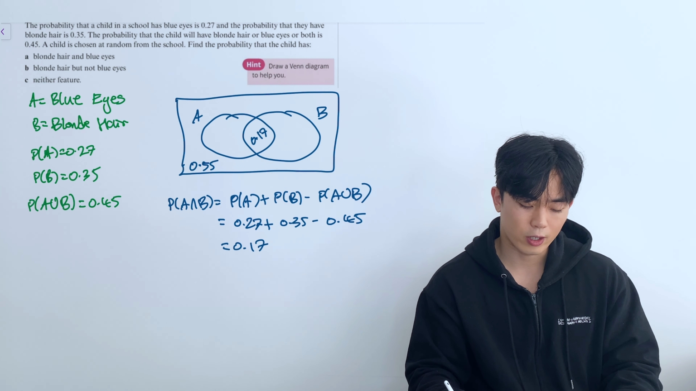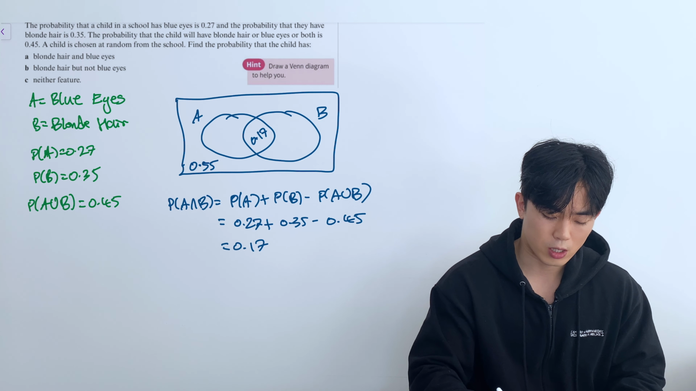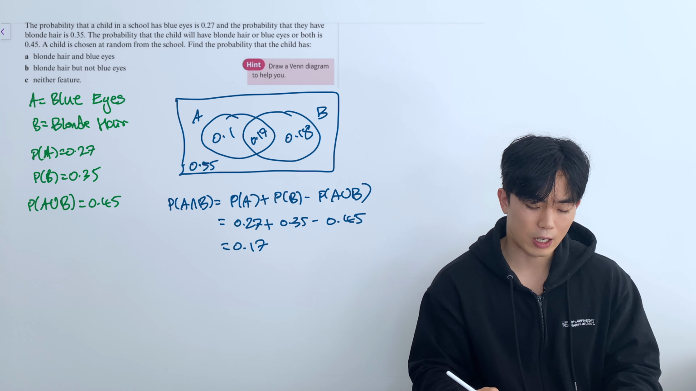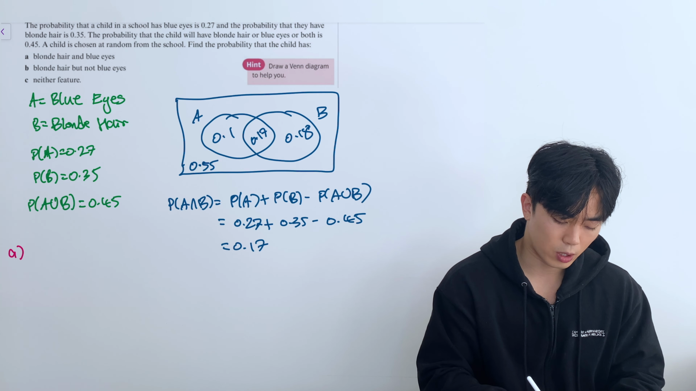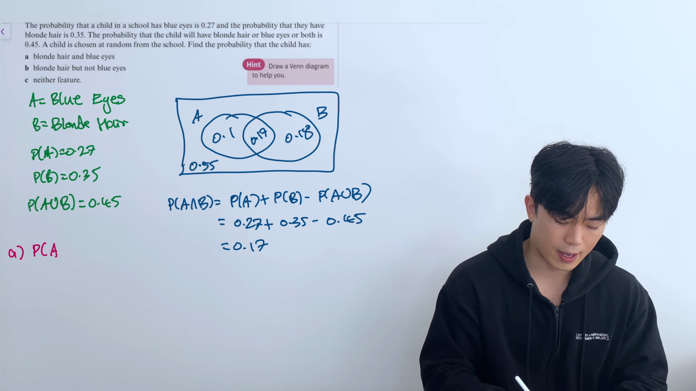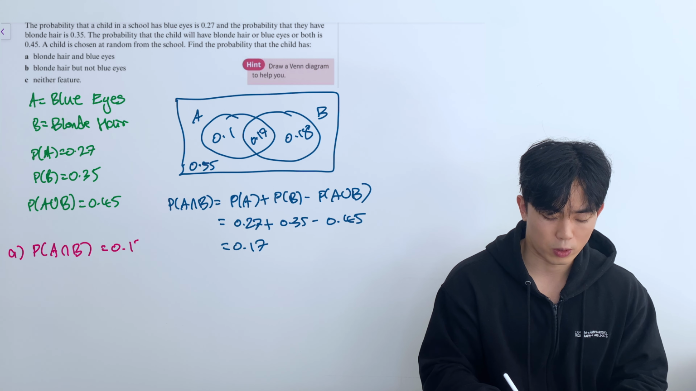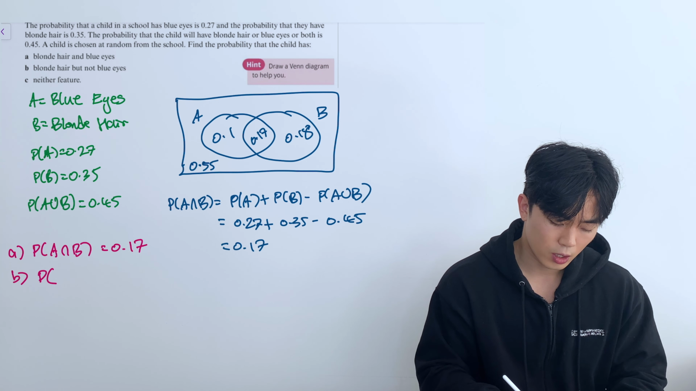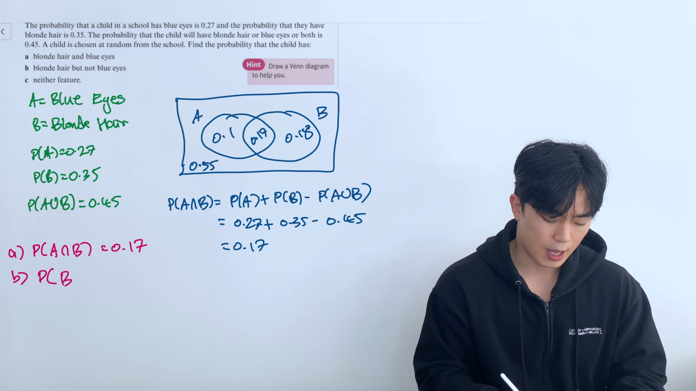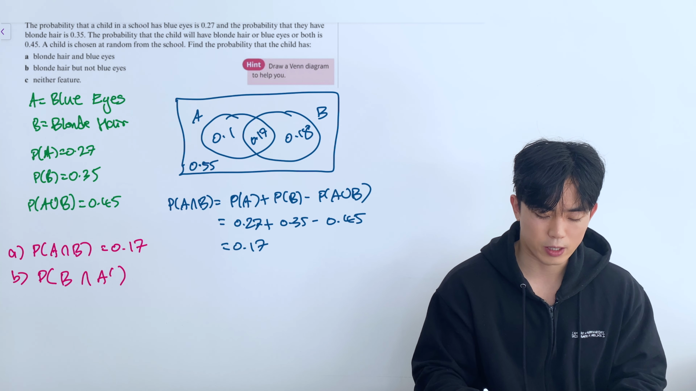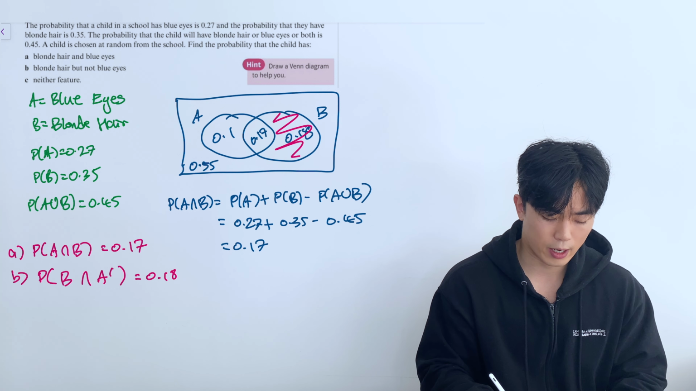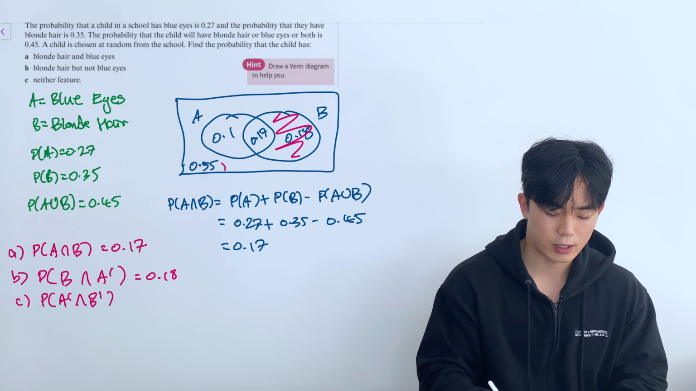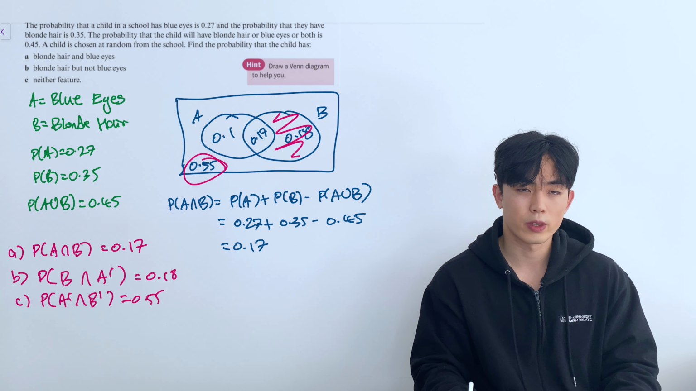So this value here is 0.17, meaning we can fill out the rest of the Venn diagram. A is 0.27, so this could be 0.1, and this has to be 0.18. Now we've got these values, let's answer the question. In part A, they're asking for the probability of blonde hair and blue eyes, so A and B, the middle part we just found as 0.17. Probability of blonde hair but not blue eyes, so B and not A, is just this value here, 0.18. And probability of neither feature, so not A and not B, is the outside section, which is 0.55.